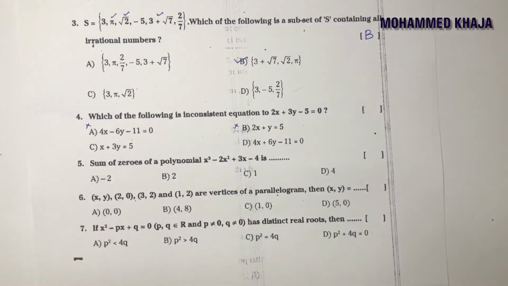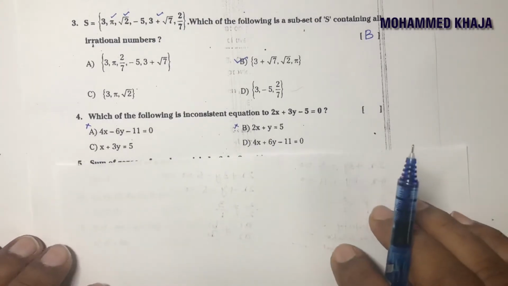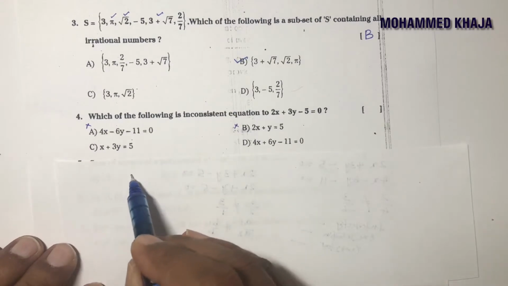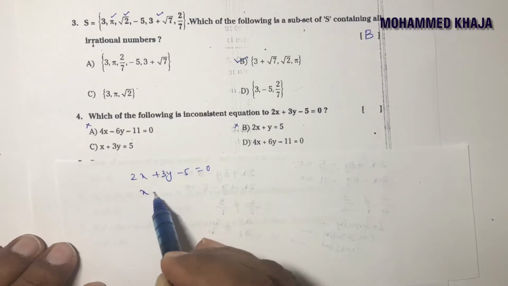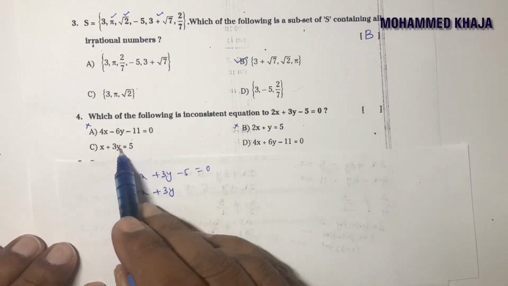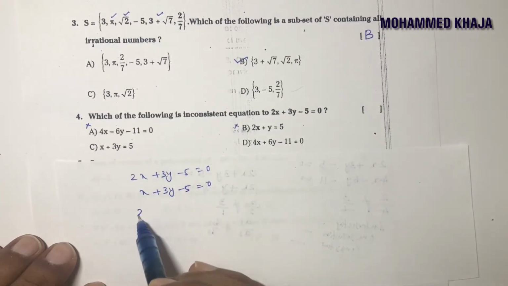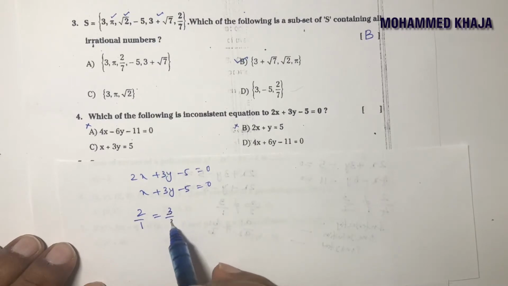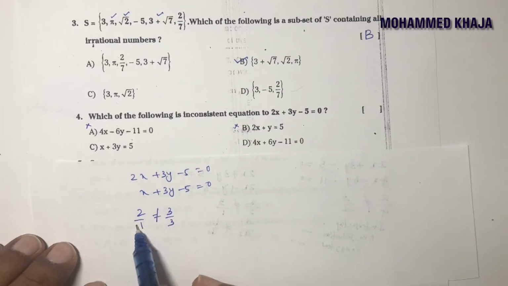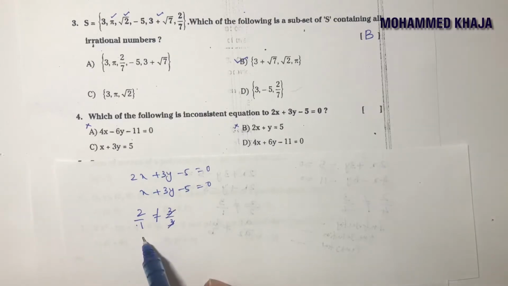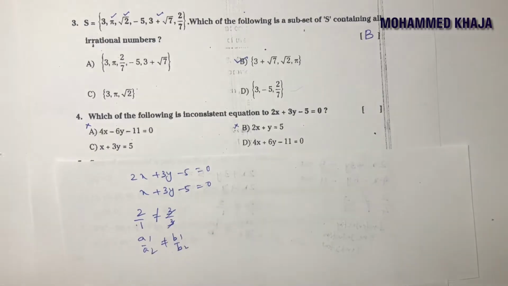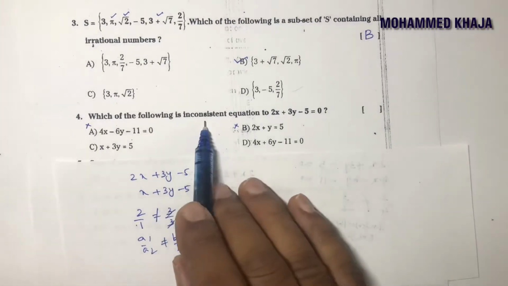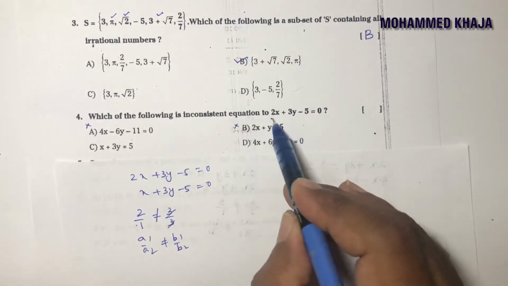Inconsistent means the lines should be parallel. Now see the option: 2x plus 3y minus 5 equals 0, and x plus 3y, this 5 will transpose, minus 5 equals 0. 2 by 1, 3 by 3. So here also they are not equal. This is 2 and this is 1. So A1 by A2 is not equal to B1 by B2. These lines are also intersecting. So we'll get one solution, and as we are getting a solution, consistent, but they are asking inconsistent. Now check with D.